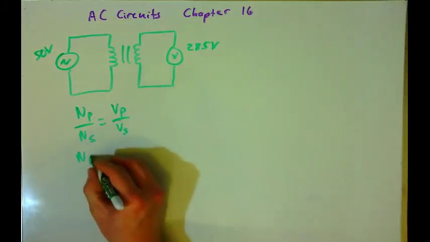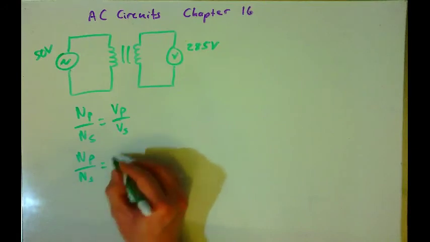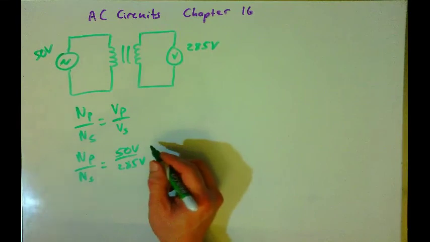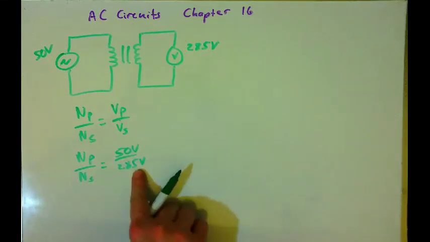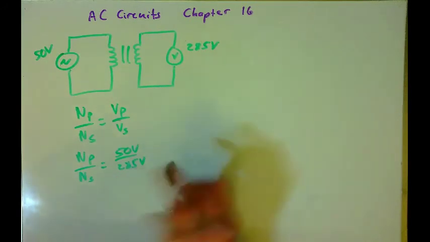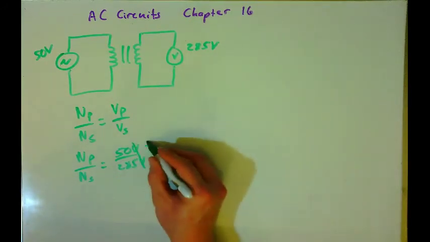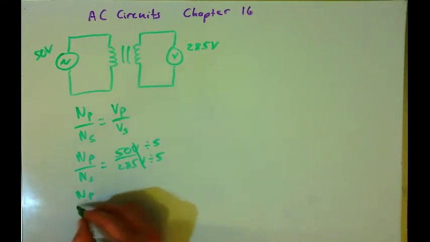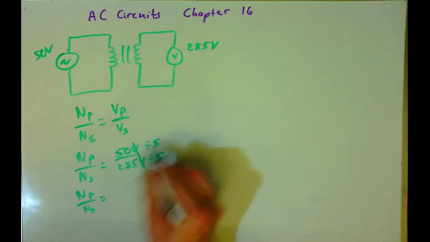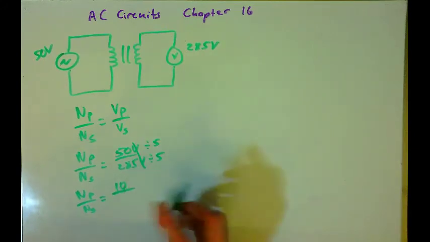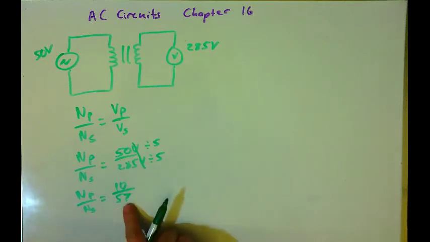Now, I know the primary and secondary voltage. They are 50 volts and 285 volts. And we generally want the turns ratio to be expressed as a fraction. So I'd like to try to reduce these fractions. Volts cancels. I could maybe start by dividing both of them by 5. And so NP over NS is equal to 10 over 57. And I don't believe that's going to reduce anymore.